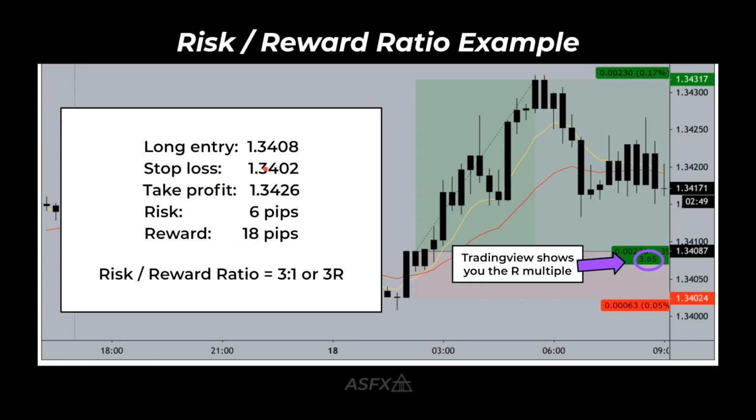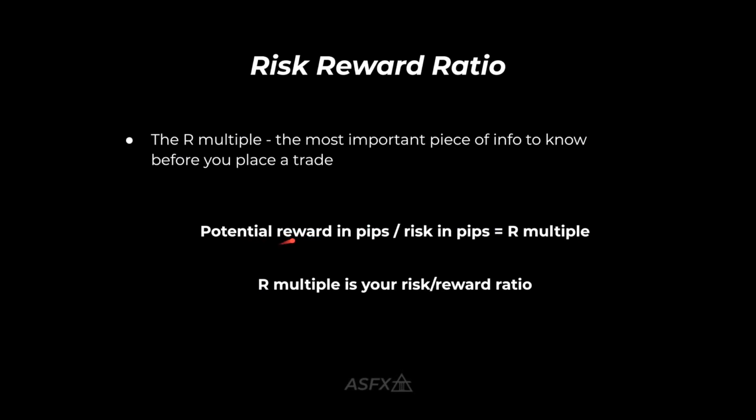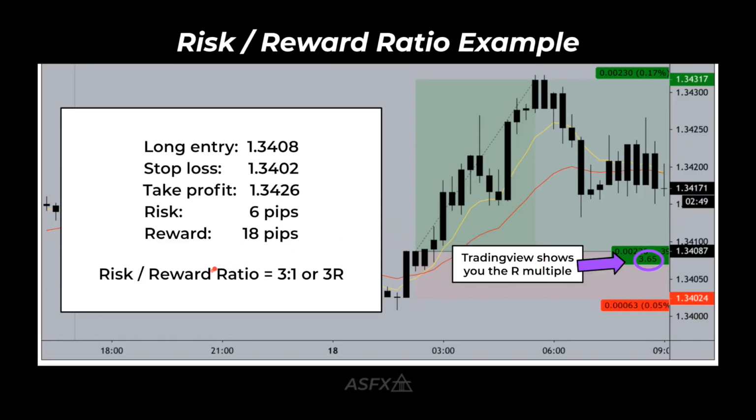Here, we can see that we were long at 1.3408 with a stop loss 6 pips below at 1.3402. 8 minus 2 is 6. There's your 6 pips worth of risk. The reward here, our take profit, was set at 1.3426, about 18 pips. So when you do your equation, again, if I go back, potential reward divided by risk, you end up with 3R, 3 to 1 here.